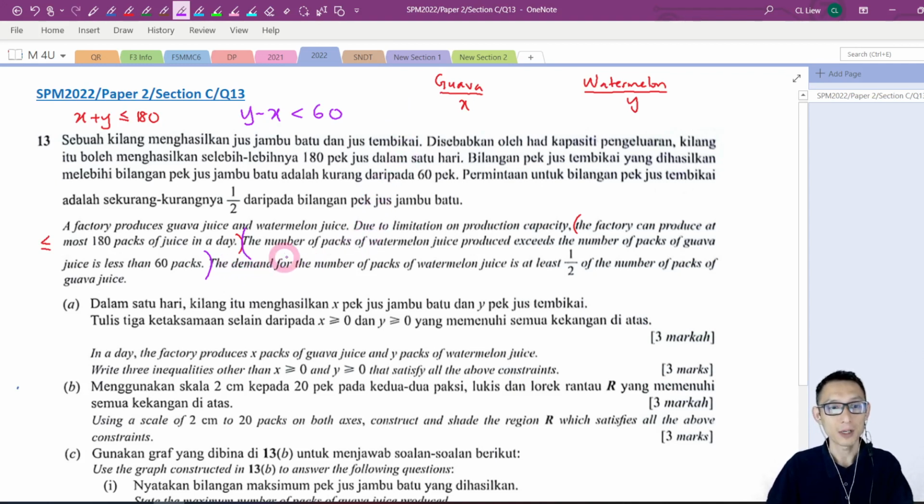Okay, now the demand for the number of packs. Let me use another color for the last inequality. The demand for the number of packs of watermelon juice, at least, 1/2 of the number of packs of guagua juice. Okay, so these are the three inequalities that we can form based on the given constraints. So this will be the answer for part A.